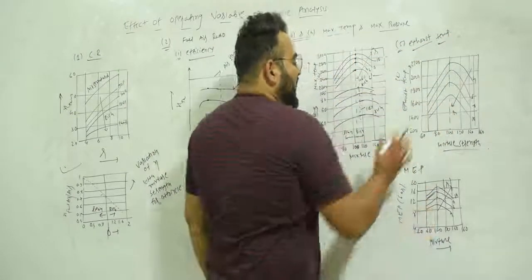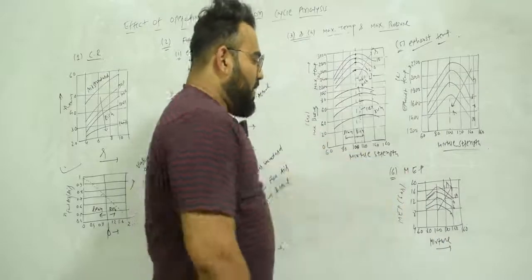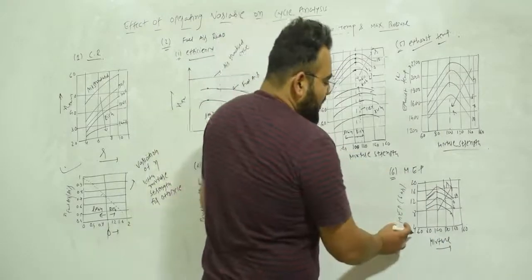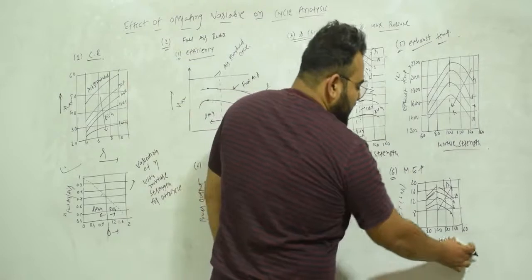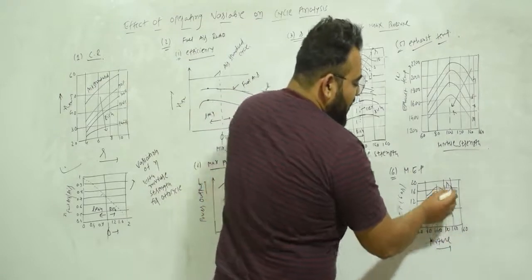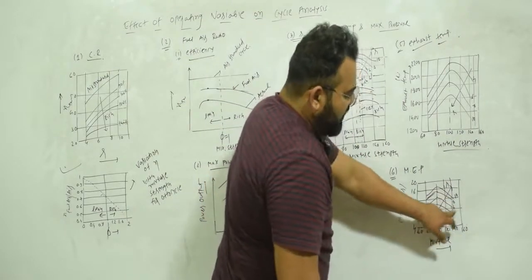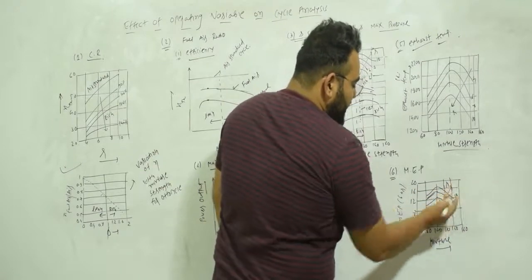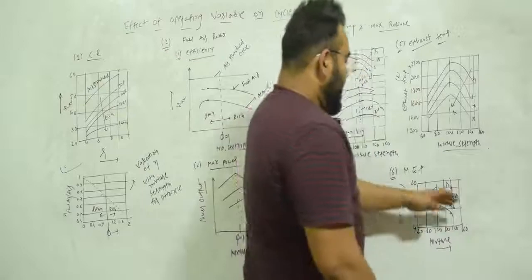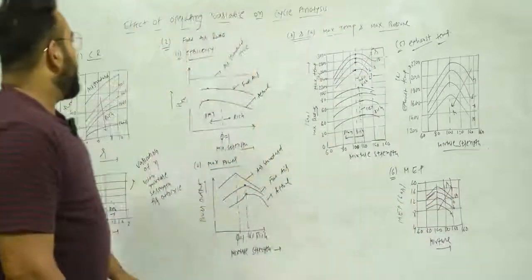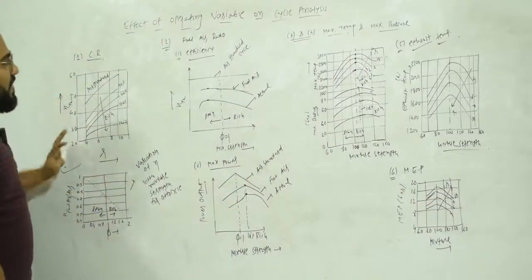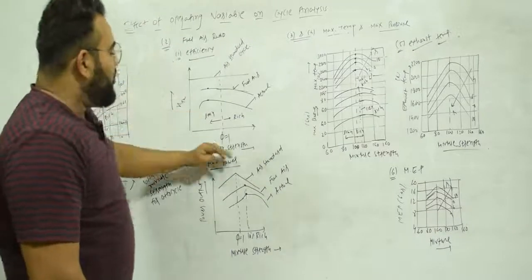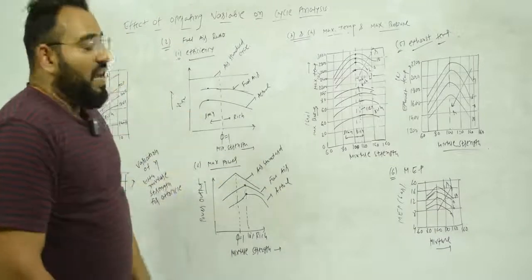This is a reverse thing, and this is the mean effective pressure. On the y-axis you have mean effective pressure in bar, and this is mixture strength. These are all graphs at different compression ratios: this is 4, this is 6, this is 8 and this is 10. If the compression ratio increases, the mean effective pressure increases. So these graphs show the effect of compression ratio and mixture strength on the efficiency and the power.